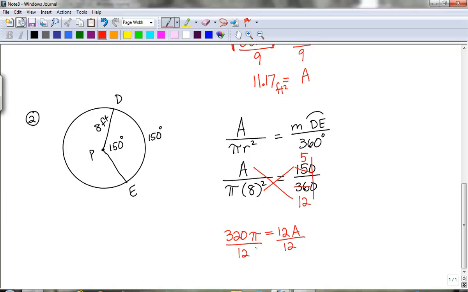Divide by 12. So take parentheses 320 pi, close the parentheses, divide by 12. So I'm putting the parentheses here, and use the pi key on the calculator. And I get 83, and they want it to the nearest hundredth, so 83.78. And that would be the area, and that would also be in square feet. Okay? 83.78.